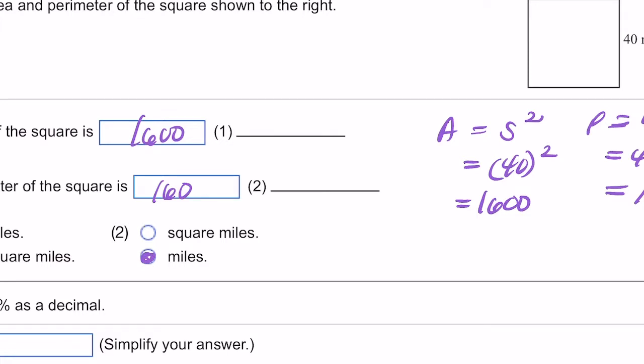So you could also just remember to add each side, right? Because in a square, all the sides are equal. So you would literally just do 40 plus 40 plus 40 plus 40. If you want to do it the long way, that's fine.